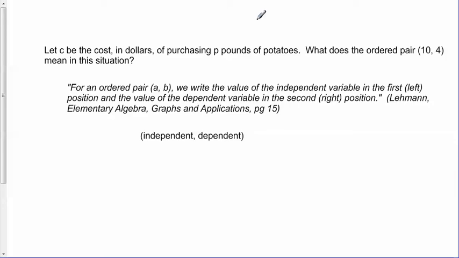Let C be the cost in dollars of purchasing P pounds of potatoes. What does the ordered pair (10, 4) mean in this situation? So let's see what this little information here is.